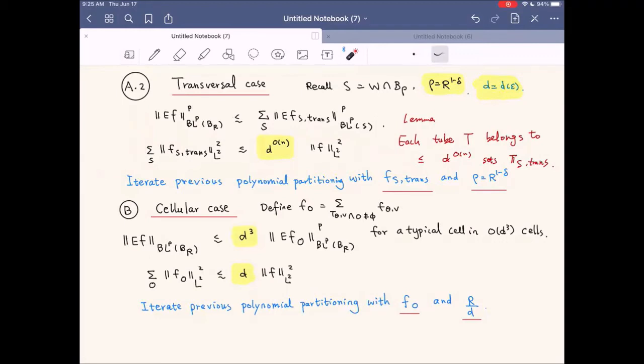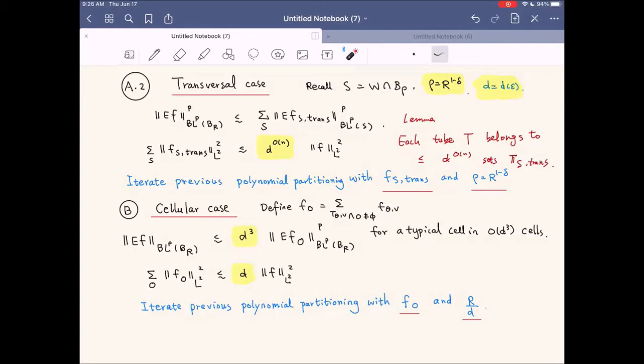And since S lies in a ball of smaller radius, we can apply... We are in a place where we can continue applying polynomial partitioning.